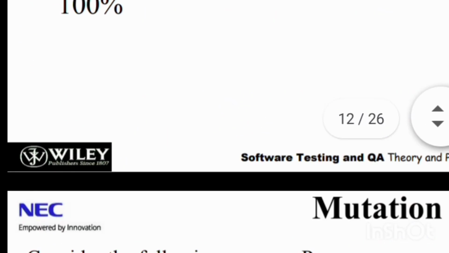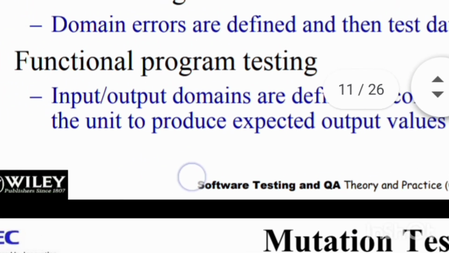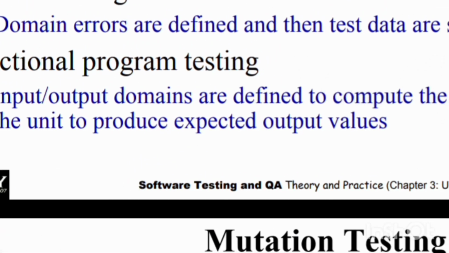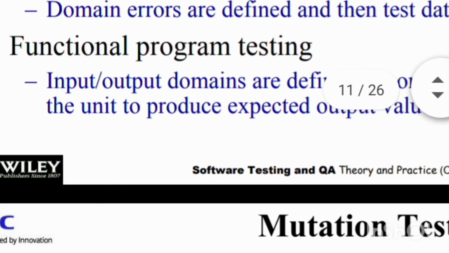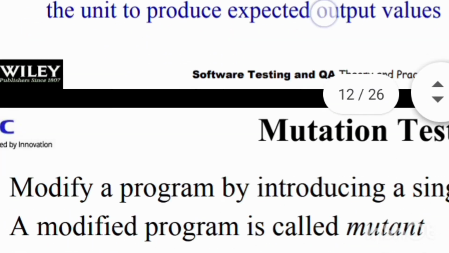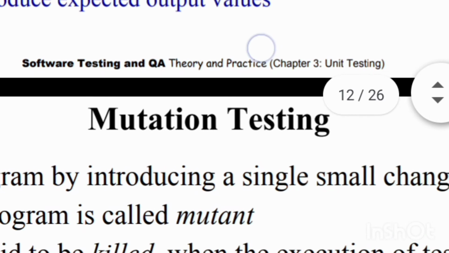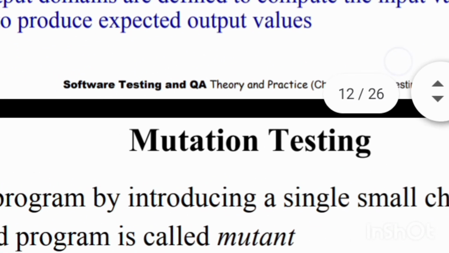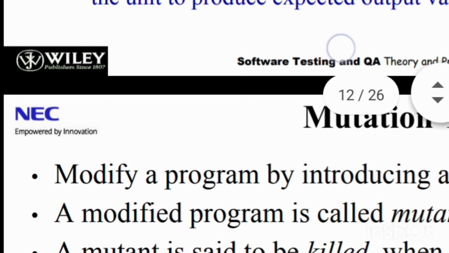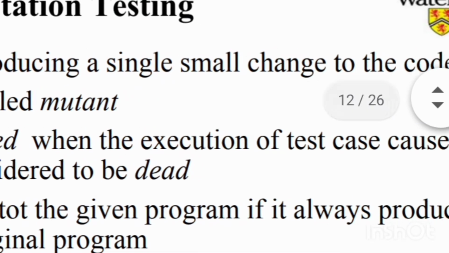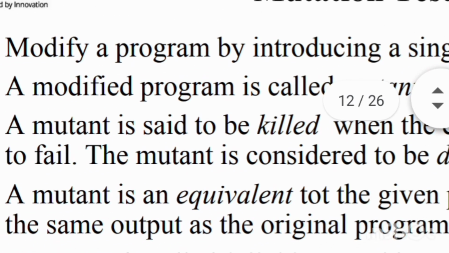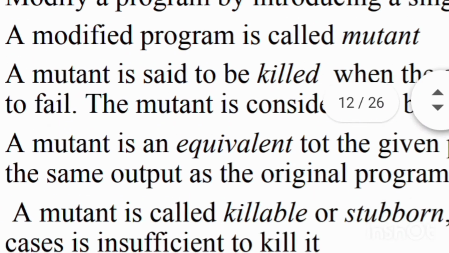Data flow testing. Draw a data flow graph. In the control flow testing, we draw the CFG. In the data flow testing, we draw the data flow graph DFG from a program unit and then follow the procedure described in control flow testing. Domain testing. Domain errors are defined and then test data are selected to catch those faults. The functional program testing. Input output domains are defined to compute the input values that will cause the unit to produce expected output values.